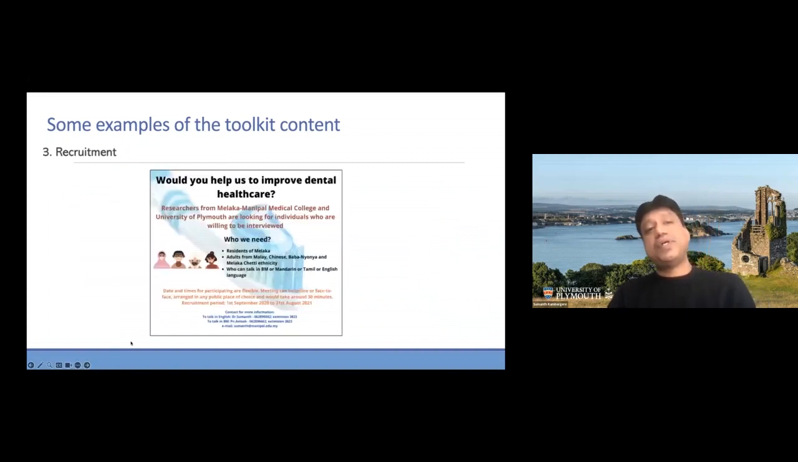Under the third section of recruitment, we have provided some templates or flyers. You can see one such example here. These flyers are culturally sensitive, and you can see the icons here. They are wearing mouth masks. You might be wondering why so, because this project was done during the COVID-19 pandemic.